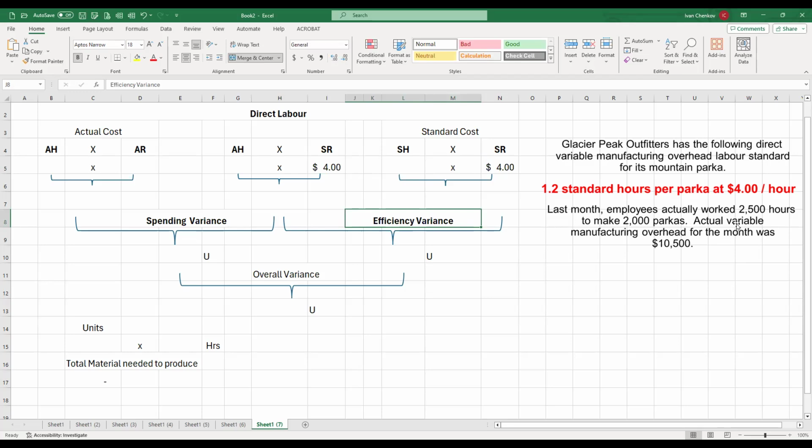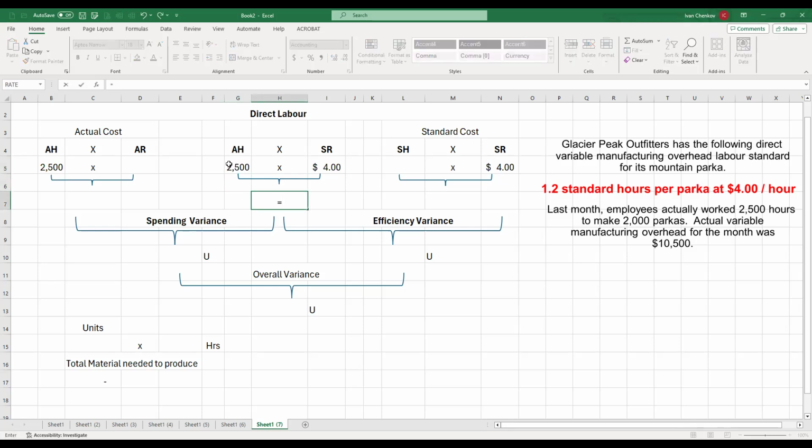Last month, the workers actually worked 2,500 hours. What will be the 2,500? Actual hours. And here, 2,500. And we have our first number, right? 2,500 times 4, that should be $10,000 right there.